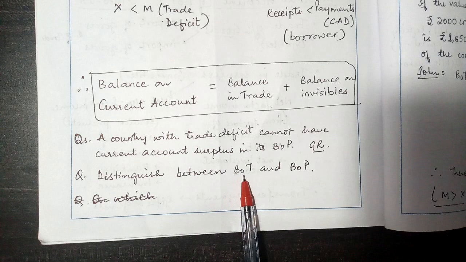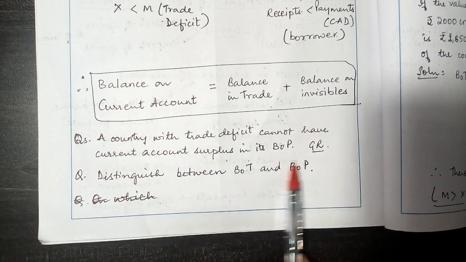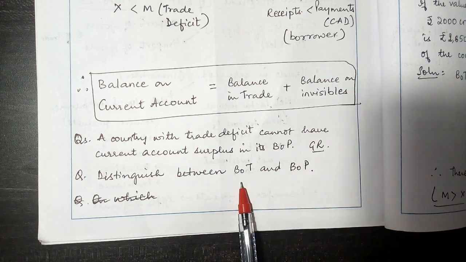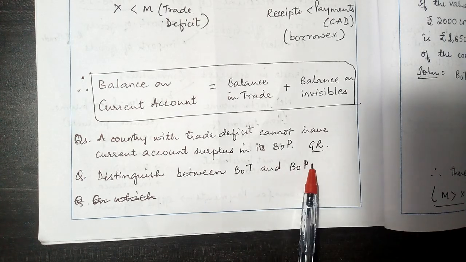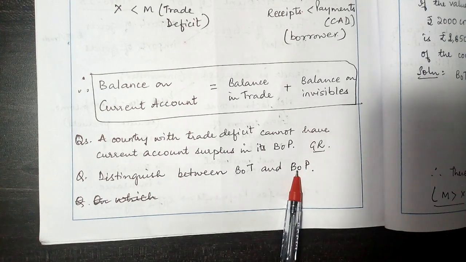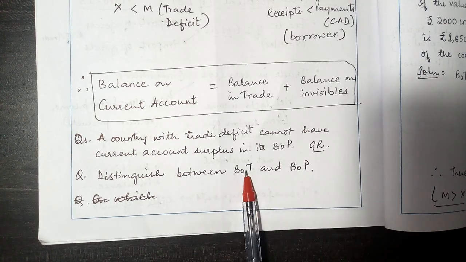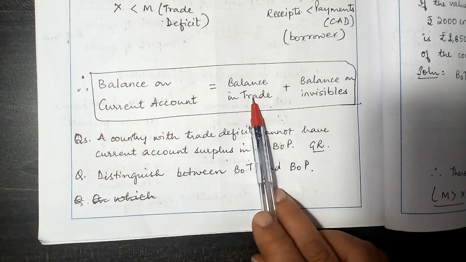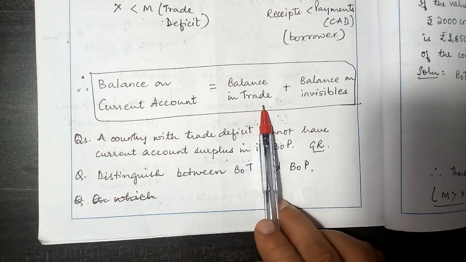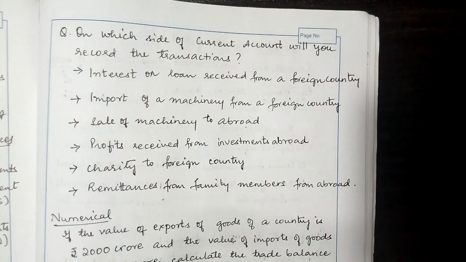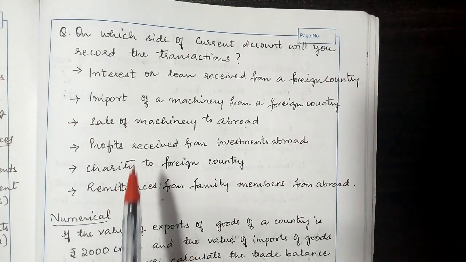Distinguish between balance of trade and balance of payment. This is a very commonly asked question. Distinguish between balance of trade and balance of payments. So once we complete what is balance of payments, then you will be able to answer such type of a question. Balance of trade is only trade in goods. That means export and import of visible items. So these are some 1 mark questions.